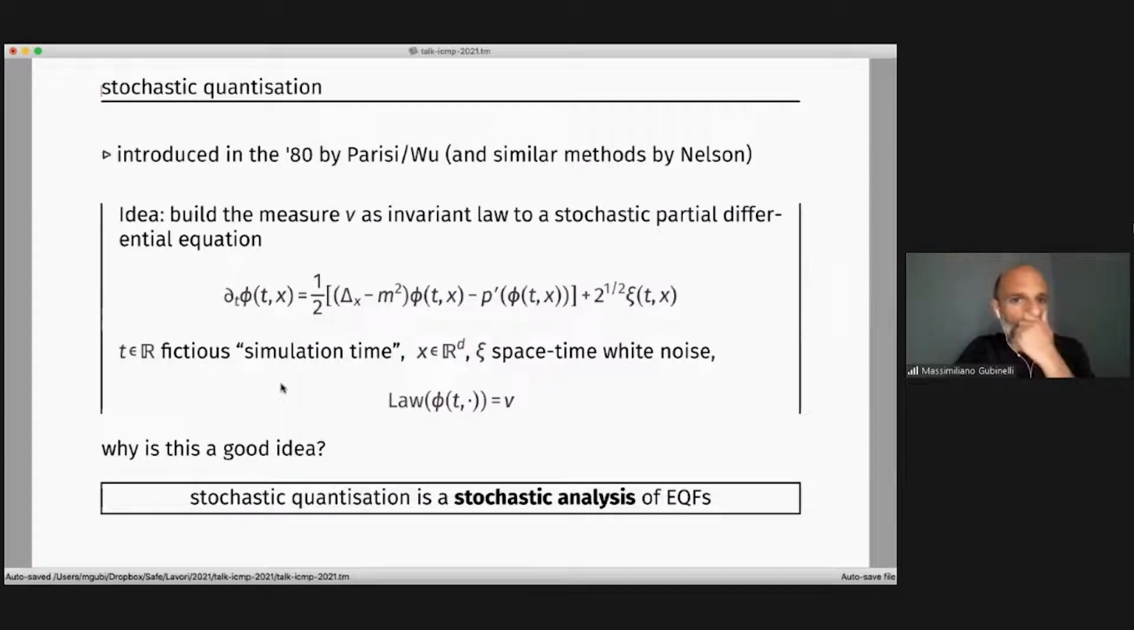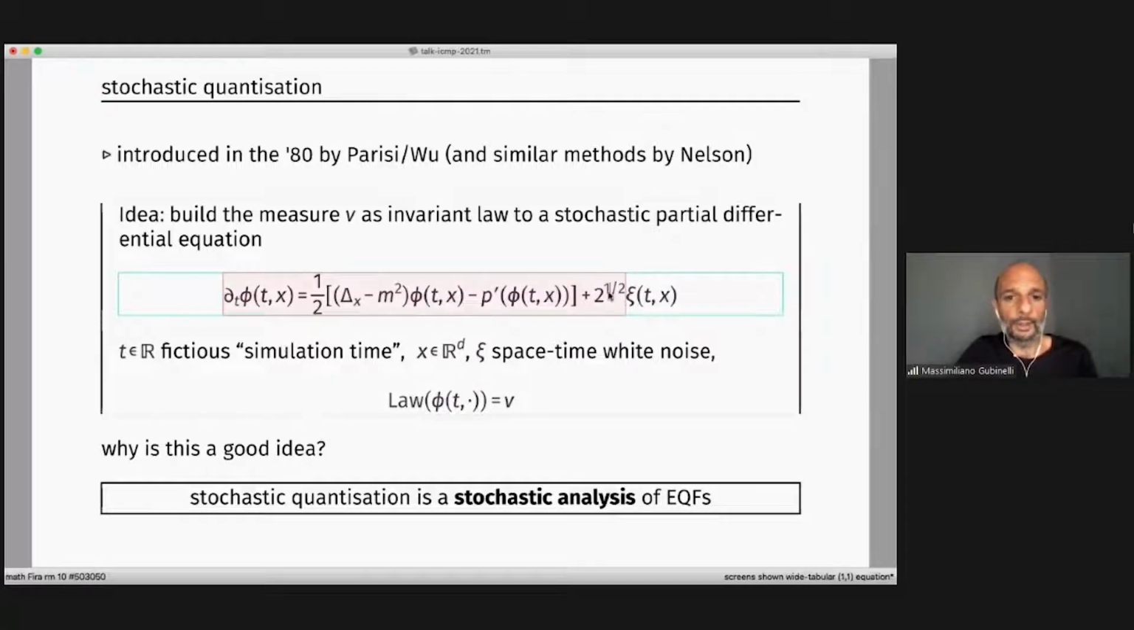Okay, so stochastic quantization. What is stochastic quantization? It is a technique introduced in the 80s by Parisi and Wu to quantize a theory, so to construct this measure, okay? And so the idea is you want to build the measure nu from the previous slide as the invariant law of a stochastic partial differential equation, which looks like this, okay? It's essentially a PDE of parabolic kind. This was the initial idea of Parisi and Wu. I will comment later on why it's so.